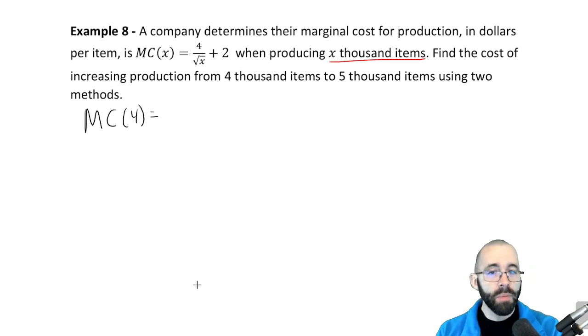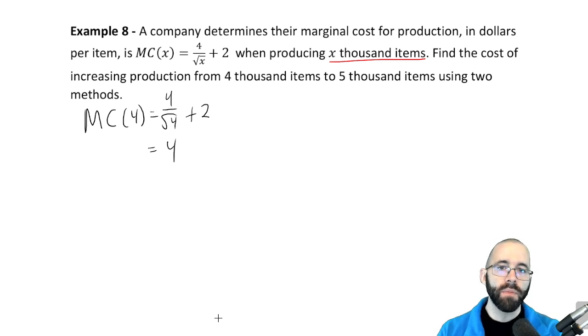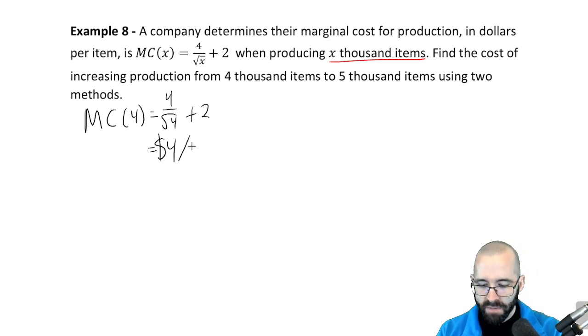And that's kind of our old method, how we used to do this problem. Marginal cost of 4, well, you just plug in 4 and you're done. That's 4 over 2. 2 plus 2 is 4. And that's in dollars per item.